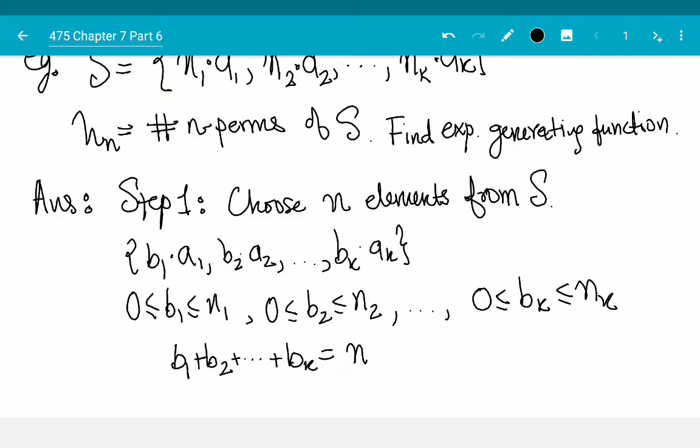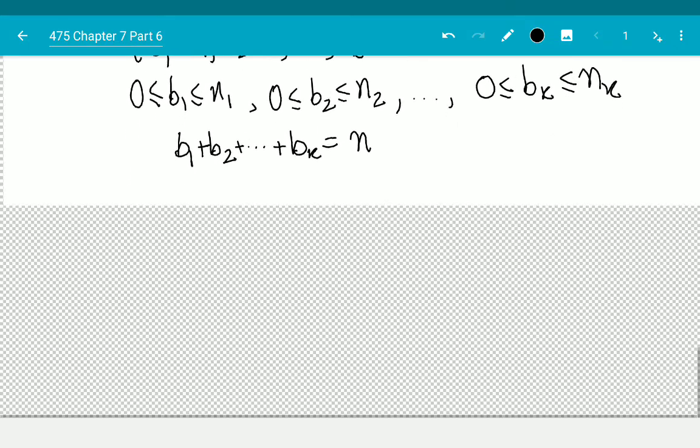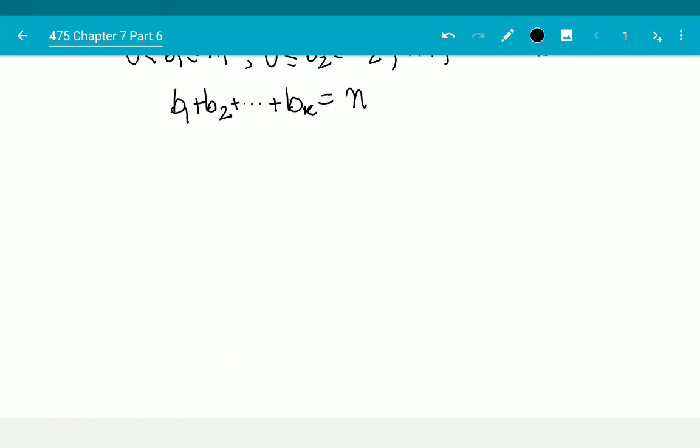Then suppose I have chosen them in this order, then how many ways do I have? Step 2. How many combinations can I make of these? How many permutations, orders do I have?